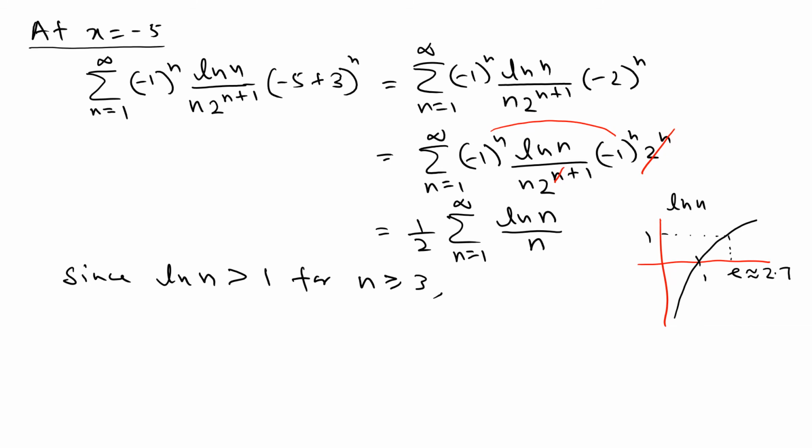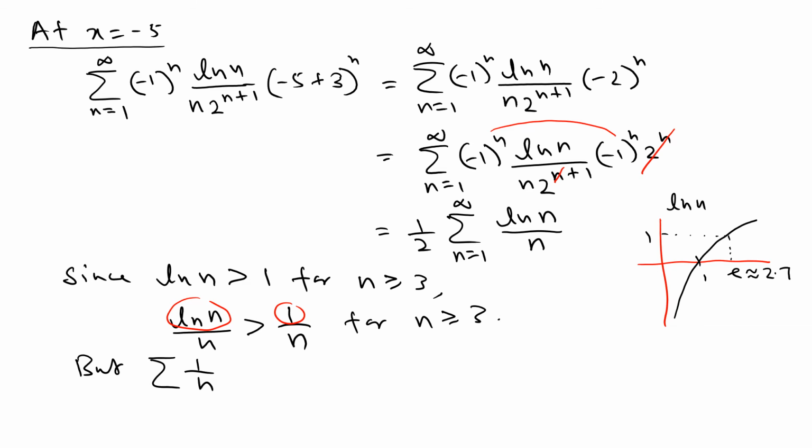then because ln n is bigger than 1, ln n over n is bigger than 1 over n. This is true for n greater than or equal to 3. We know that 1 over n is the corresponding series, the sum of 1 over n. You can start with 3 or 1, it doesn't really matter, because you can always disregard the first few terms of a series.